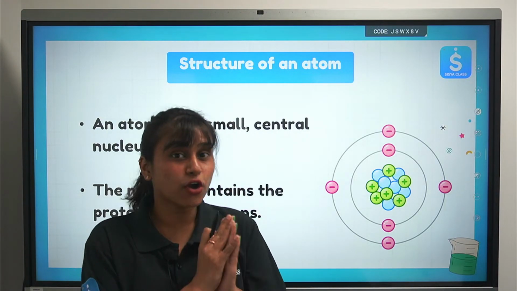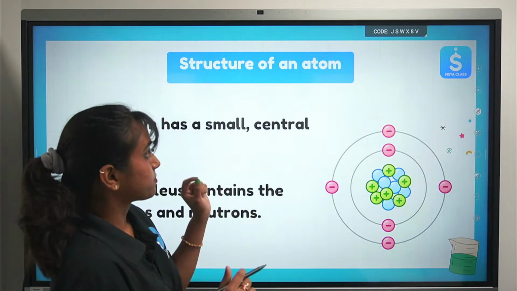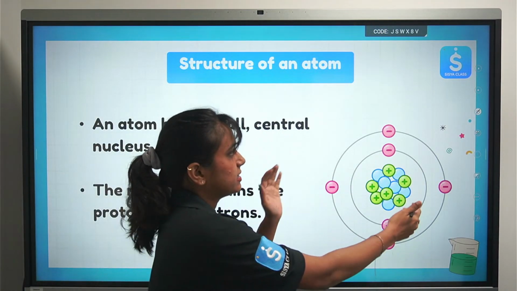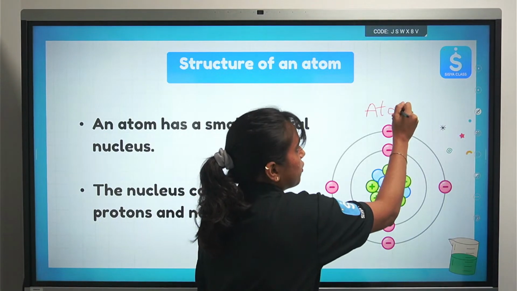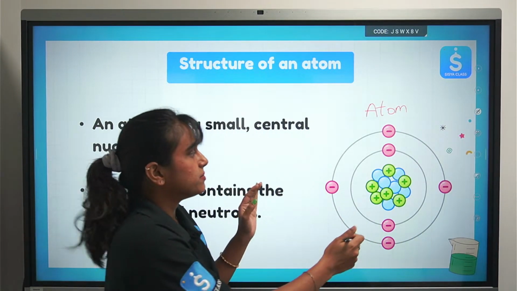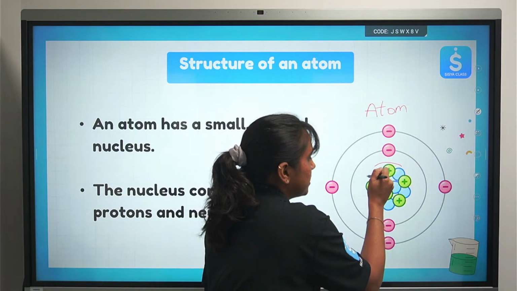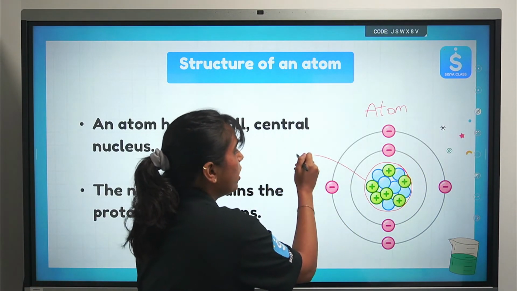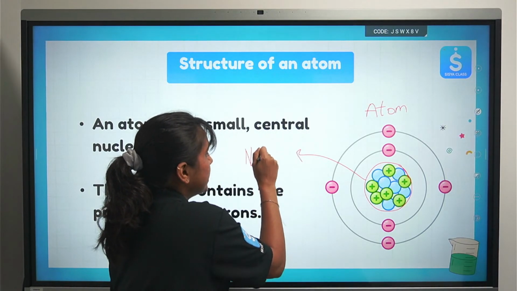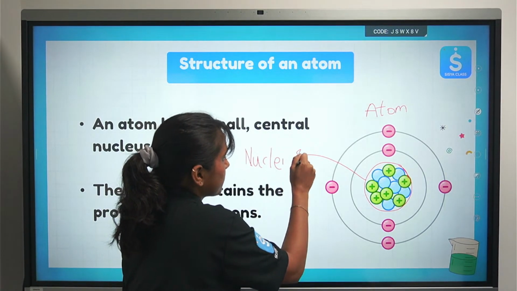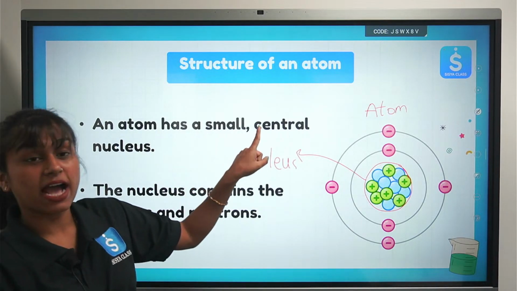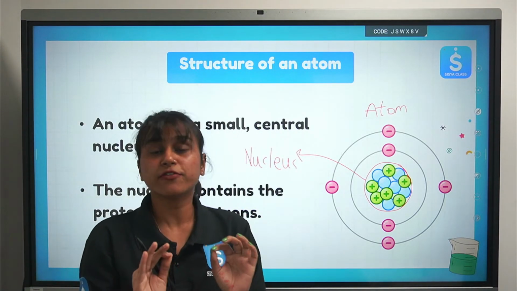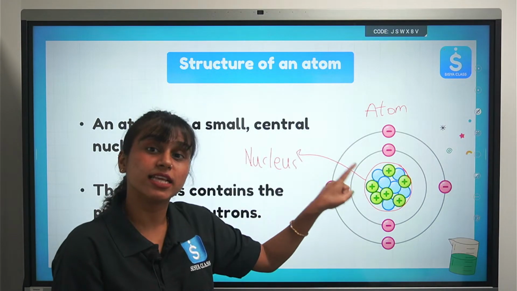So, now we are going to talk about the structure of an atom. See, this is an atom, and in the atom there is a central nucleus. This is a very small, central nucleus. As you can see, an atom has a small and central nucleus, and most of the mass of the atom lies in this nucleus.